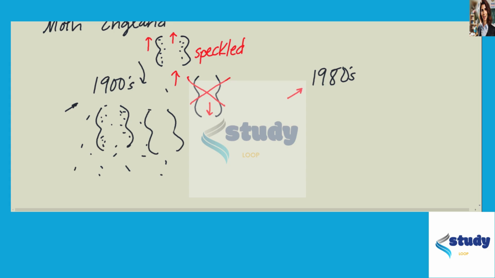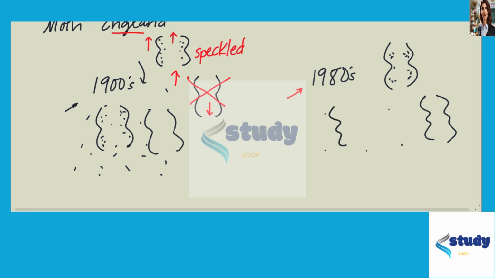So in the late 1900s, as England started to clean its air and reduce the amount of pollution, you're going to have less snow with ash, and you're going to have a whiter background in the winter season. So here again, you have the speckled moth, and you're going to have the white moth.